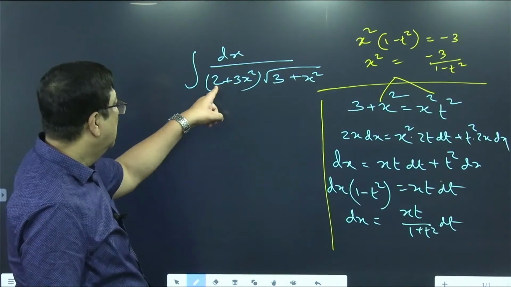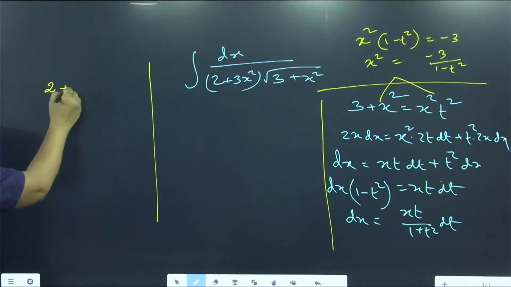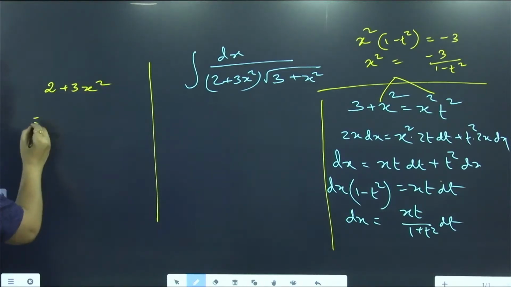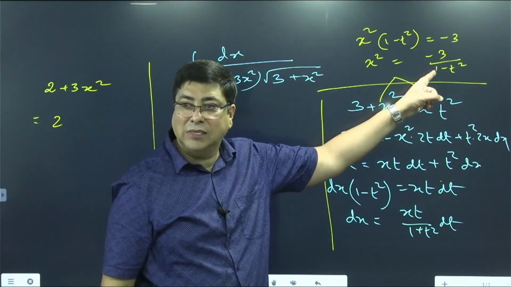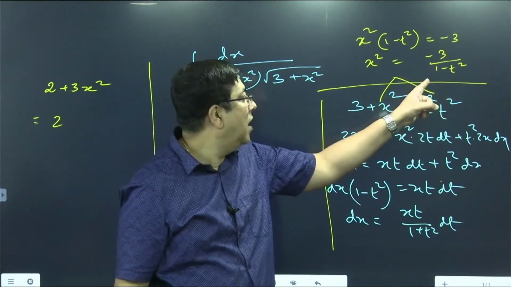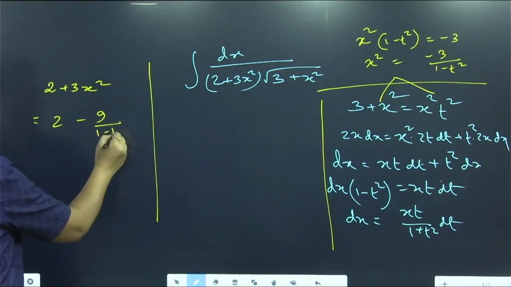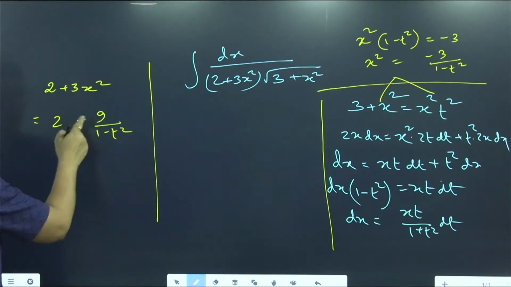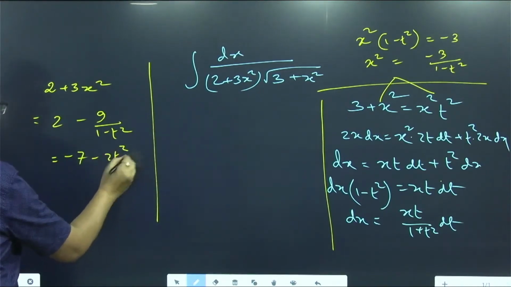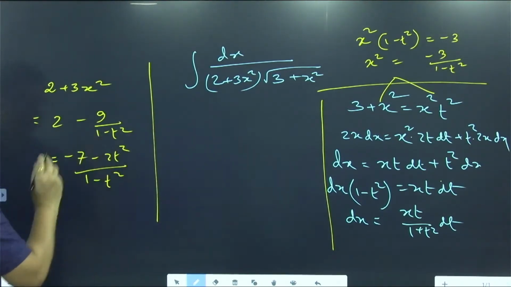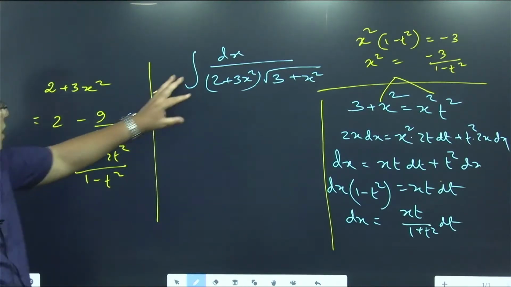Our target is this, 2 plus 3x square. I am calculating this next part. So 2 plus 3x square, it means 2 minus 9 by 1 minus t square. So 2 minus 9, that is minus 7, minus 2t square by 1 minus t square, right? Calculation okay? Calculation is okay?